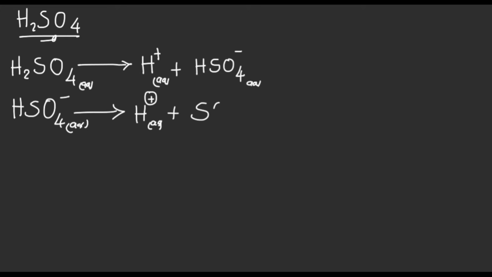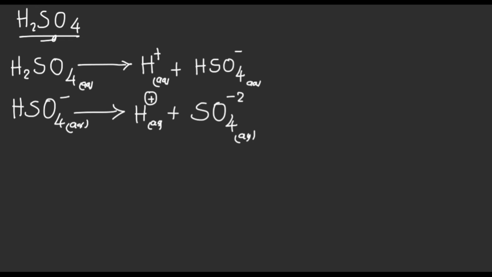Plus SO4. This time we are going to have negative 2 since we have removed 2 hydrogen atoms. Now, how are we going to write the net equation? To write the net equation, we are going to combine the two equations.